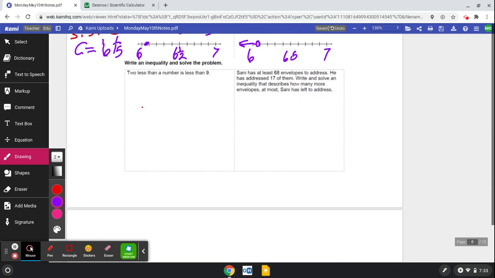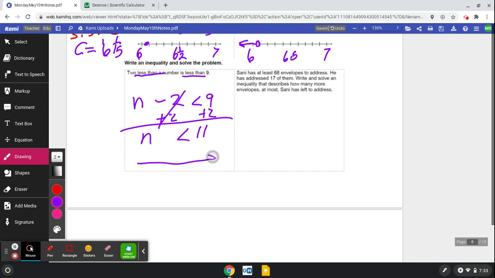All right, write an inequality and solve a problem. 2 less than a number is less than 9. So we have a less than 9. A number, 2 less than a number. So that means we started with a number and we took away 2. Okay, so the opposite is adding 2 to both sides. So n is less than 11. I didn't say to graph it. On your homework, you'll have to graph. This, we're just practicing writing an inequality.